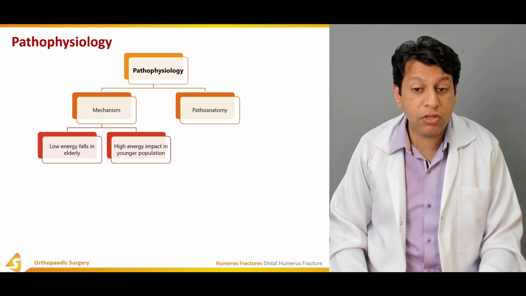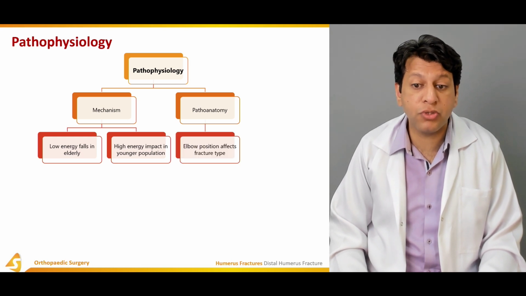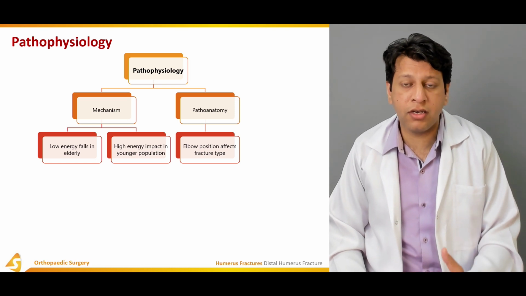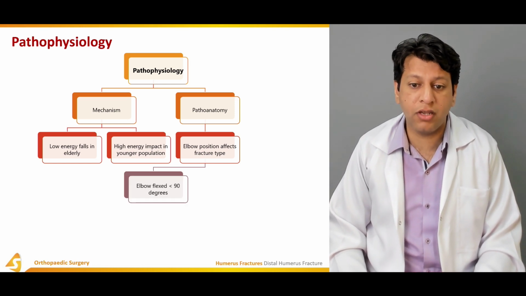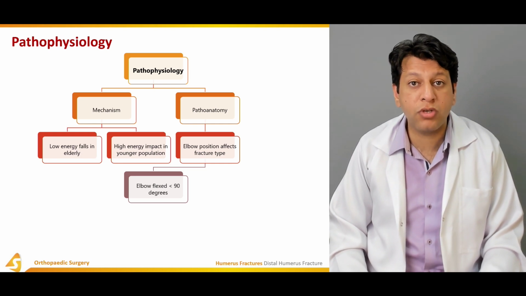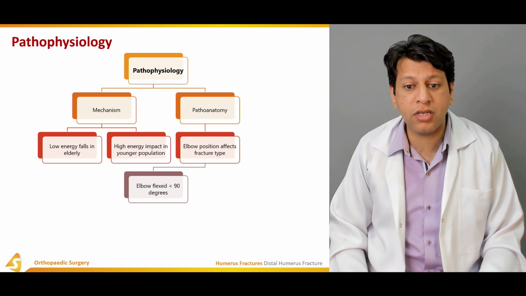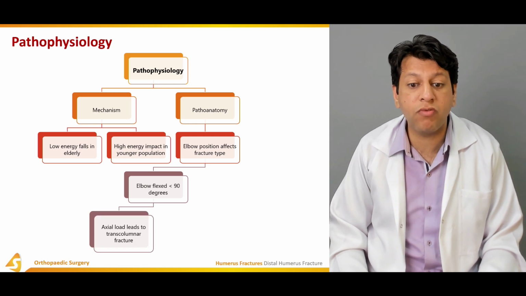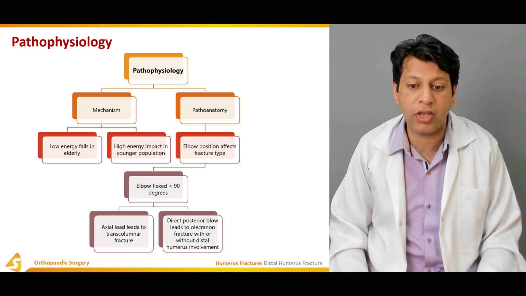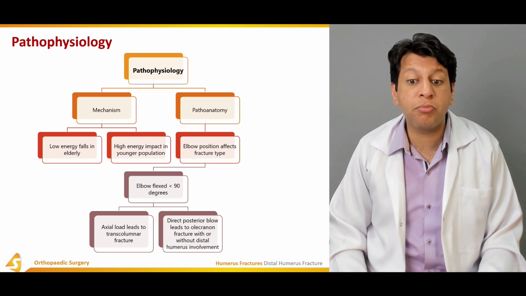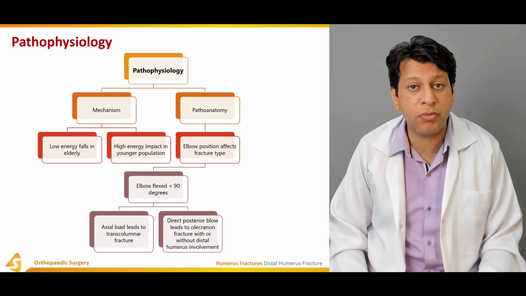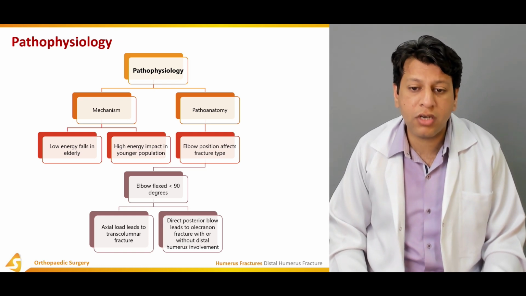Now, coming to the pathoanatomy, elbow position affects the fracture type, whether it's an extension type or a flexion type injury. If the elbow is flexed less than 90 degrees, that usually means it's an extension type of injury. The axial load will lead to a transcolumnar fracture, that is through and through the columns, where both columns would be fractured. Or a direct posterior blow leads to an olecranon fracture without distal humerus involvement. In that case, it will be an extension type of injury.